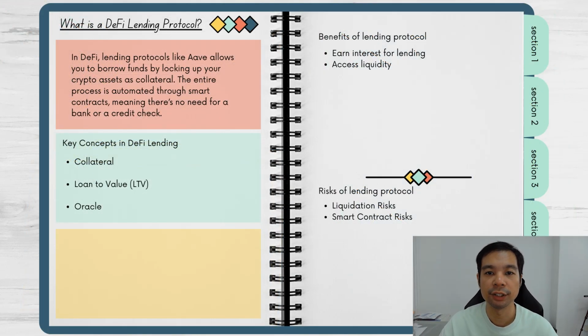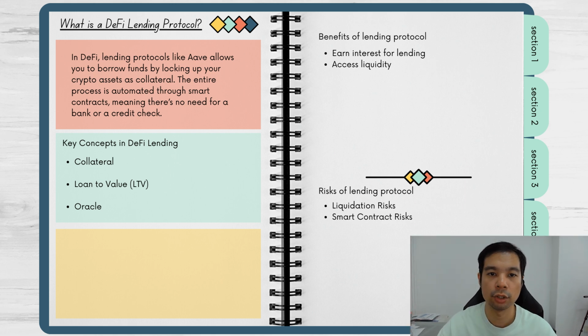First, let's define what a DeFi lending protocol is. In traditional finance, you go to a bank and try to borrow money. You need to provide some form of collateral, and the bank will assess your creditworthiness and then set the terms, and if approved, you get a loan. However, in DeFi, lending protocols like Aave or Compound allow you to borrow funds by locking up your crypto assets as collateral, and the entire process is automated through smart contracts, meaning there's no need for a bank or a credit check. And this opens up borrowing and lending to a global audience 24/7 with more transparency and often better terms than traditional finance.